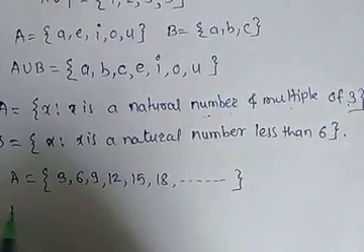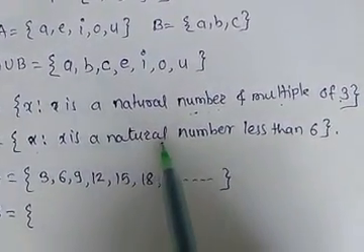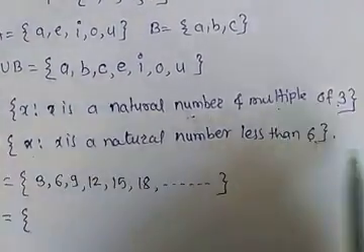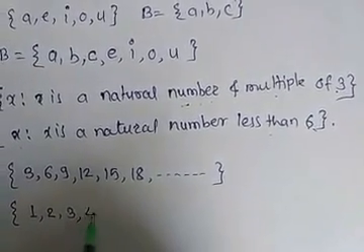So the next set is B is equal to {x such that x is a natural number less than 6}. x is a natural number less than 6. So less than 6: 1, 2, 3, 4, 5.